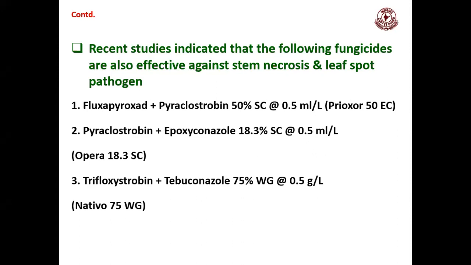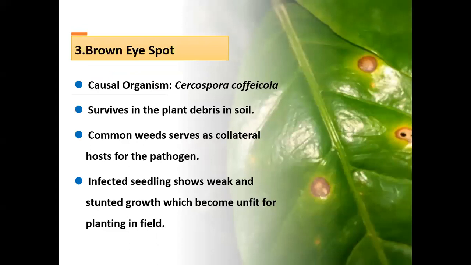So it is always better to use a systemic fungicide alternating with the contact fungicide, that is mancozeb 2 gram per liter, for the management of stem necrosis and leaf spot disease. And next is the brown eye spot disease, the last disease.